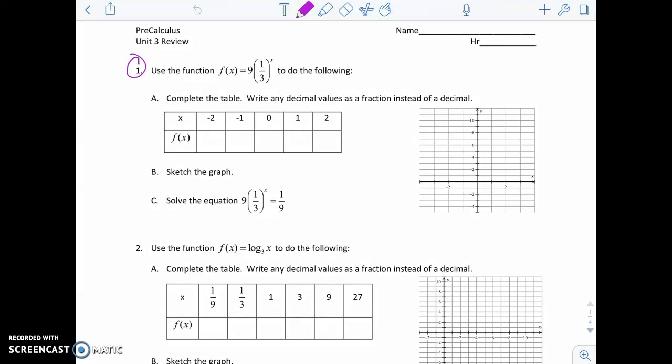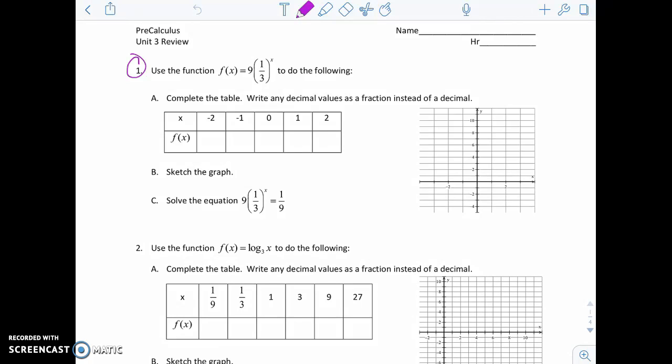Today I'm going to do a Unit 3 review video for pre-calc. I'm going to do a partial completion of this. In future videos I'll probably do the whole review, but for today I'm just going to do the ones most relevant to the actual test. So I'm going to start with number 1.